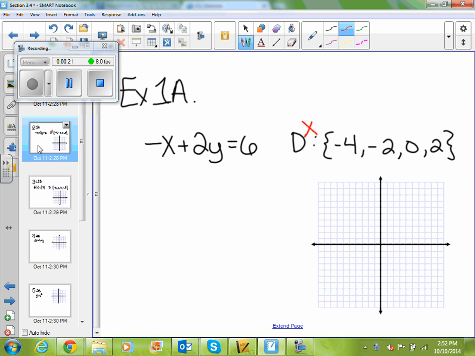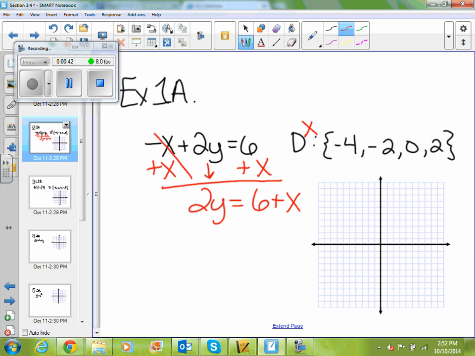Second thing that I need to know is that I cannot graph an equation unless I have it solved for y. So I need to solve this for y. How do I get rid of a minus x? Add x and add x. Then I bring down my 2y. So I get 2y equals 6 plus x. I cannot combine them because they're two different things.